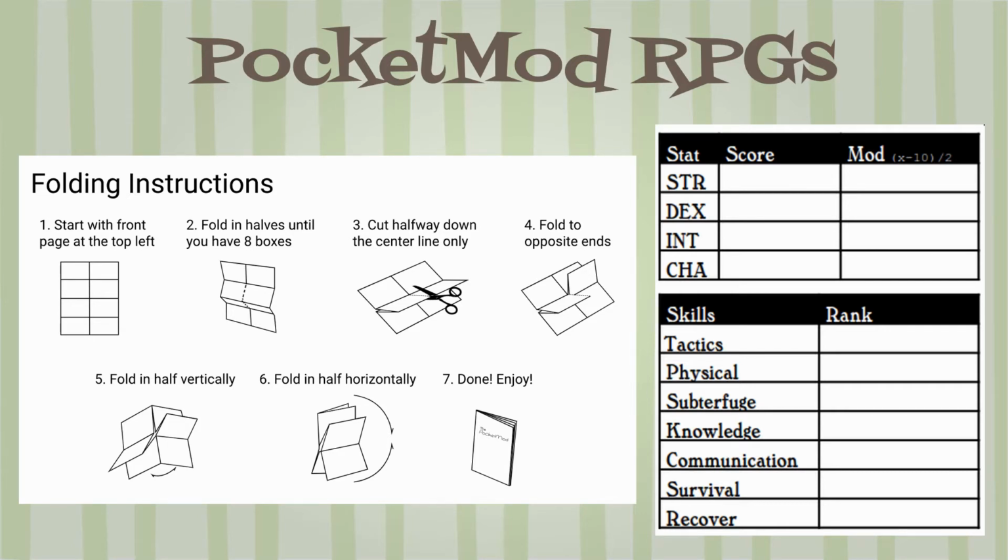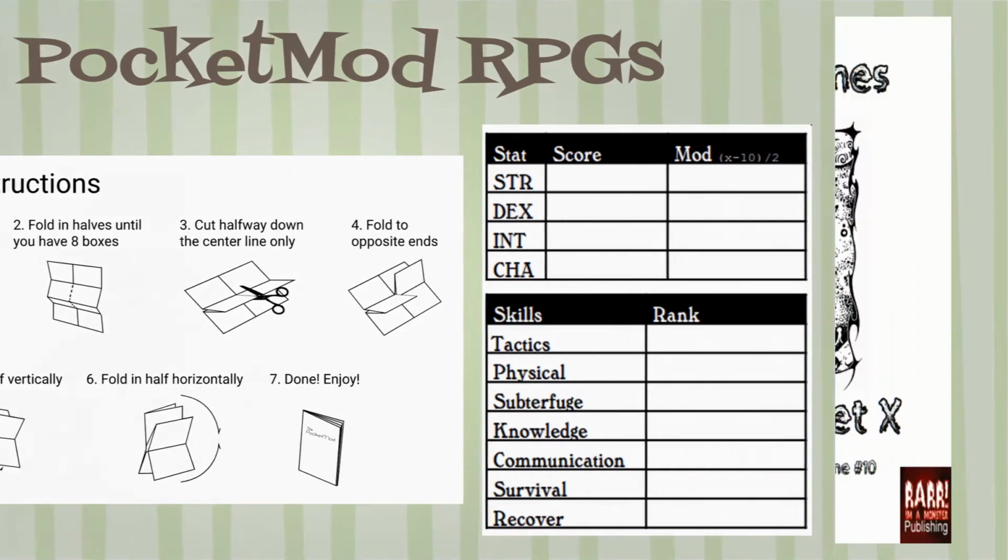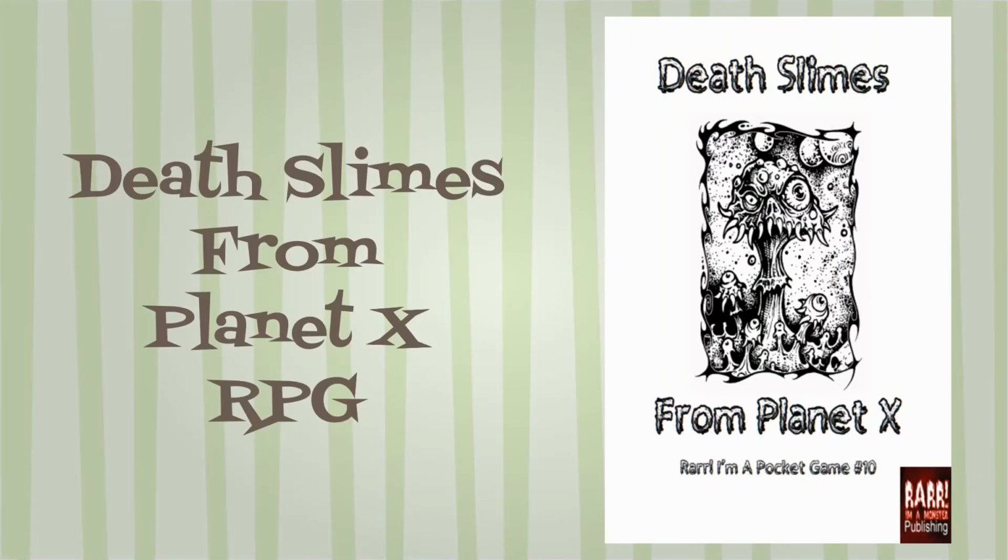While there are PocketMod RPGs on DriveThruRPG, itch.io, and other websites, I chose 2 from the DriveThruRPG for this video. Death Slimes from Planet X RPG is pocket game number 10 from Rawr, I'm a Monster, publisher, and designed by Charlie Fleming, first published 5 years ago in April 2016. It is a pocket mod RPG, 8 tiny pages on 1 piece of paper, folded and cut into a micro booklet.